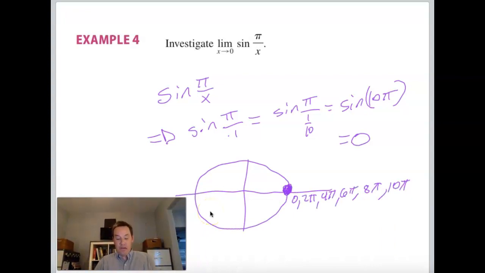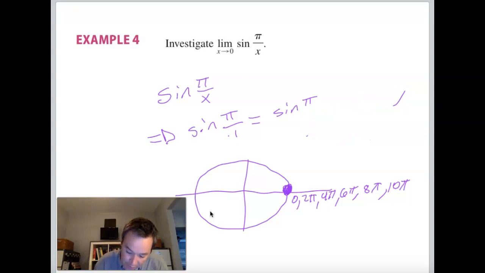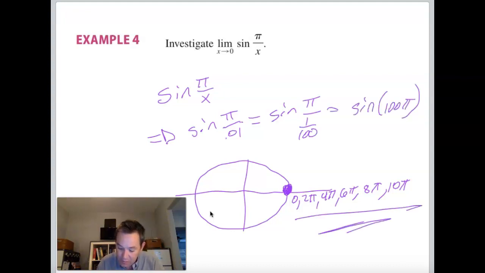We want to be really careful, because each time I was doing this, I was actually choosing a multiple of 10 pi. When I plugged in 0.01, well, 0.01 is 1/100th, so that's sine of pi over 1/100th. That's sine of 100 pi, which is still a coterminal angle with all of these, so you're still going to get 0.